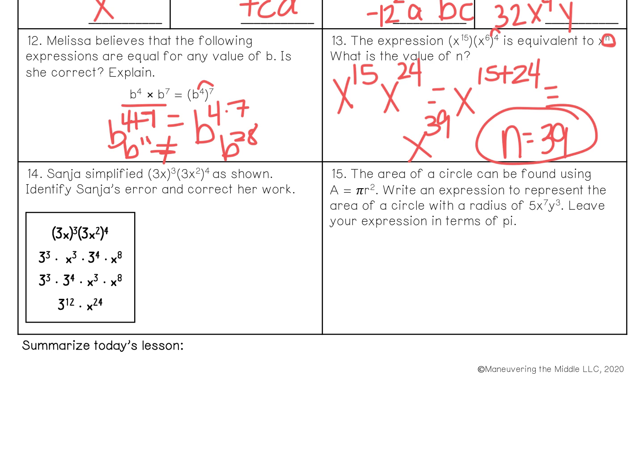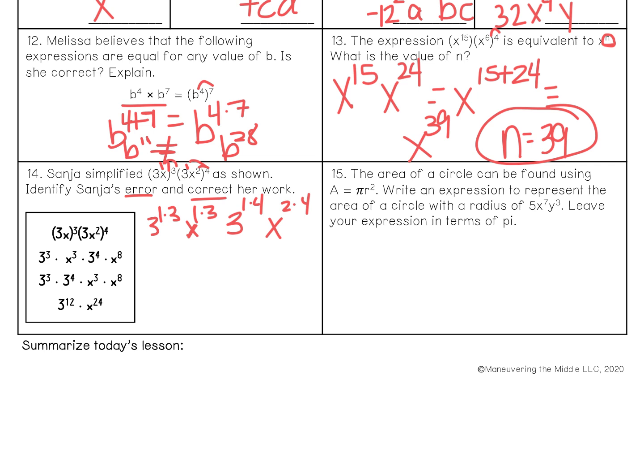Last two. Sanjay simplified 3x to the 3rd and 3x squared to the 4th as shown. Identify her error. So remember, when we do these, it's always easier for you to go ahead and do your own work. I'm going to put my ones there. So I have 3 to the 1 times 3 and x to the 1 times 3. And then in my parentheses, I have 3 to the 1 times 4 and x to the 2 times 4.